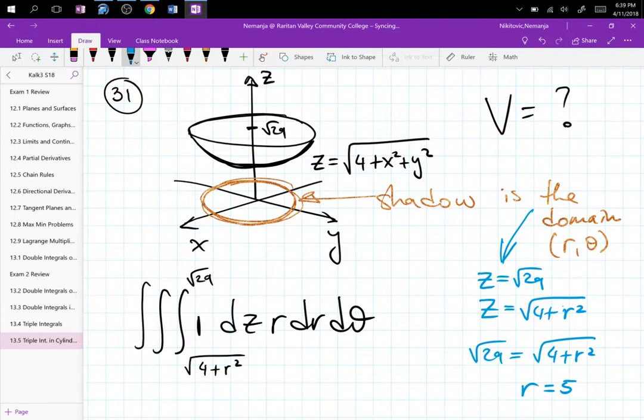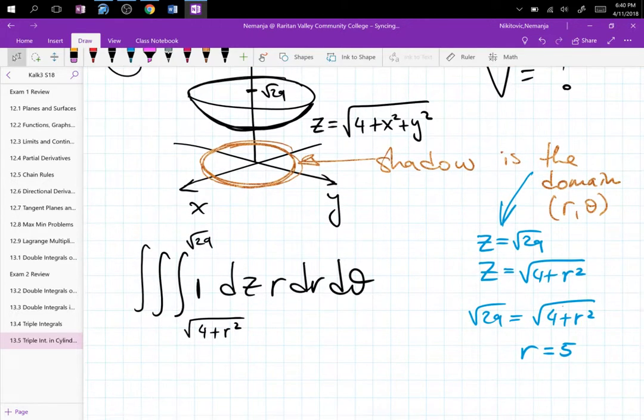Are we all good with that? You square both sides, which kills the roots, move 4 to the other side, and it makes r squared equals 25. And you drop negative 5 because distances are not negative. So there we go. My r limits are 0 to 5, and I have a full circle, 0 to 2 pi. And now we have to compute this mess.